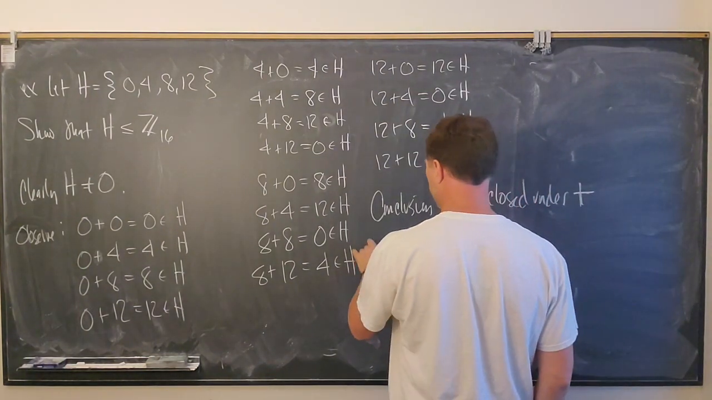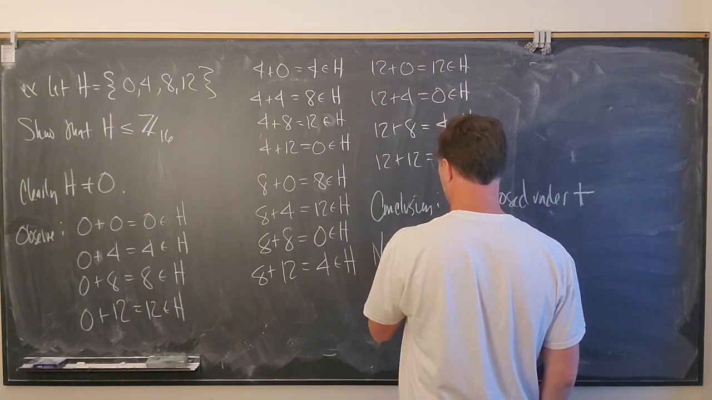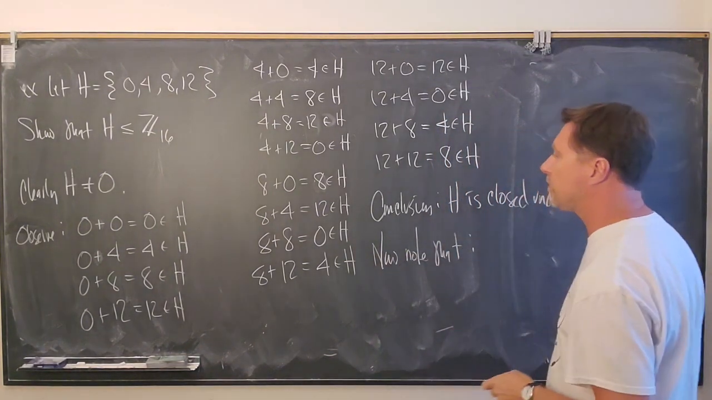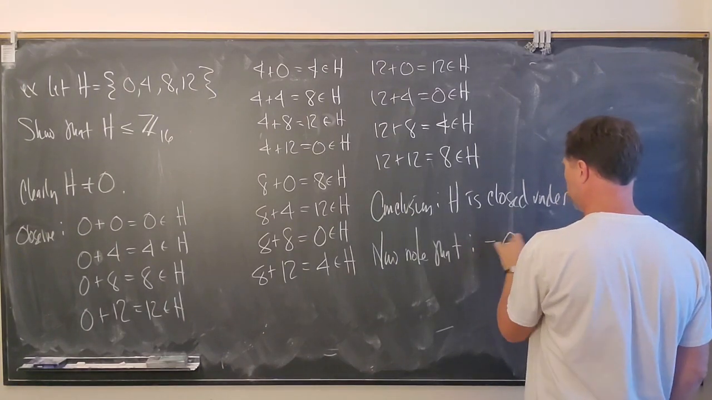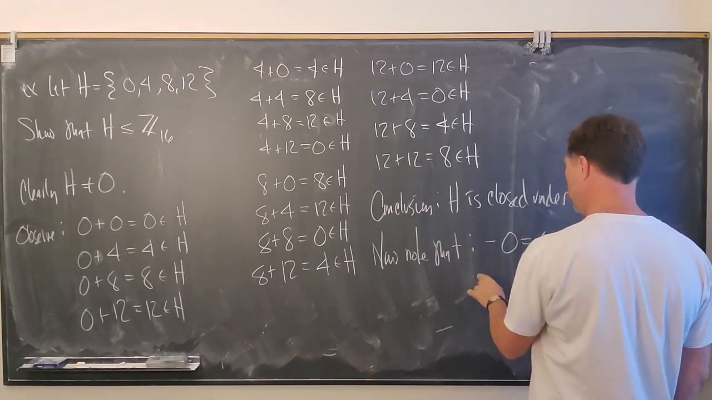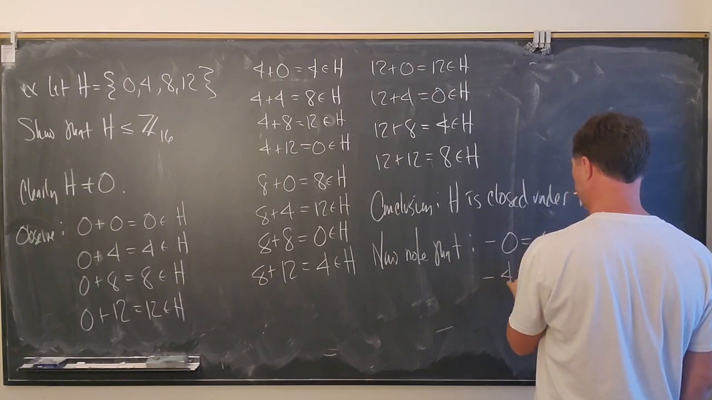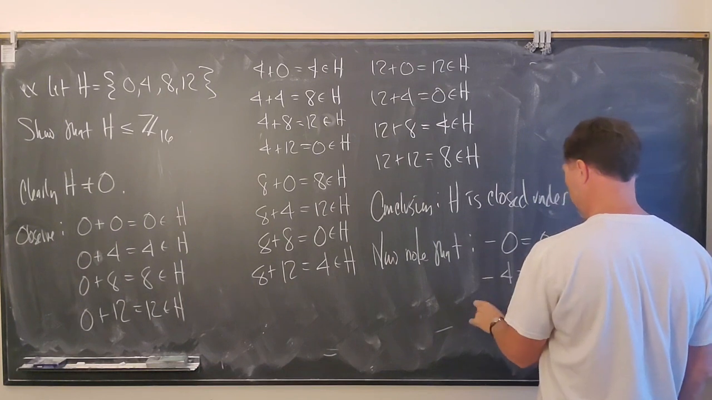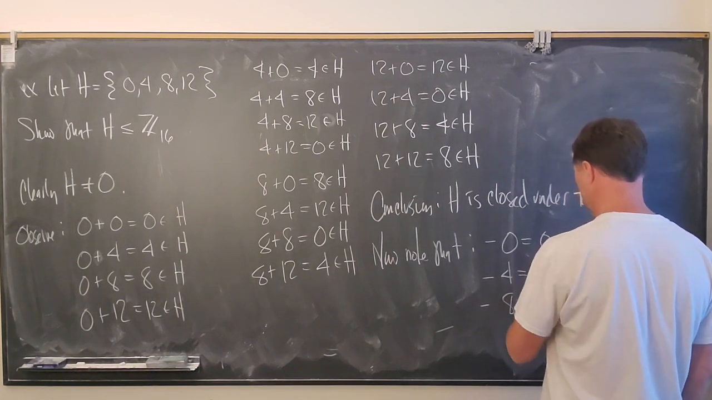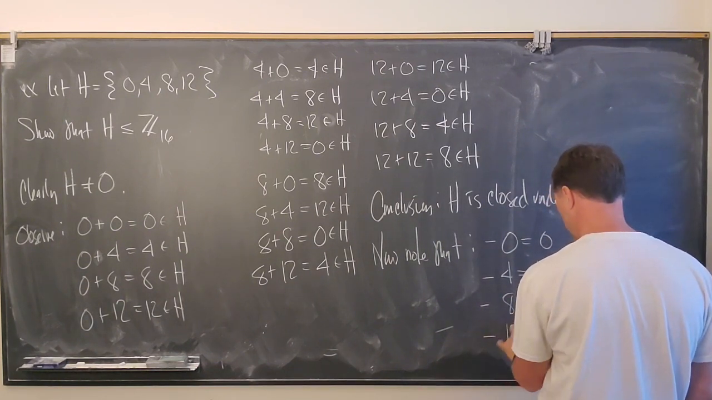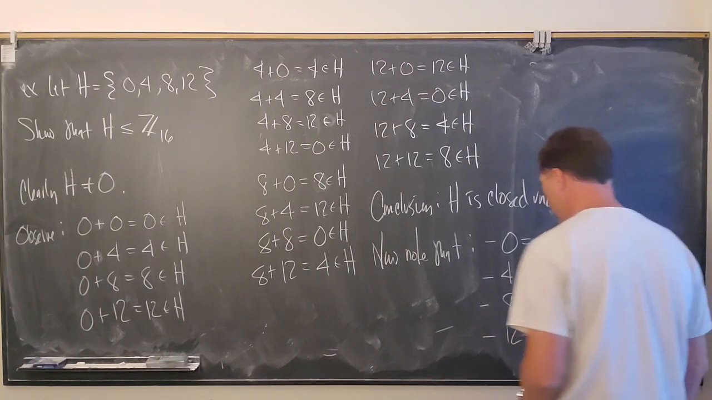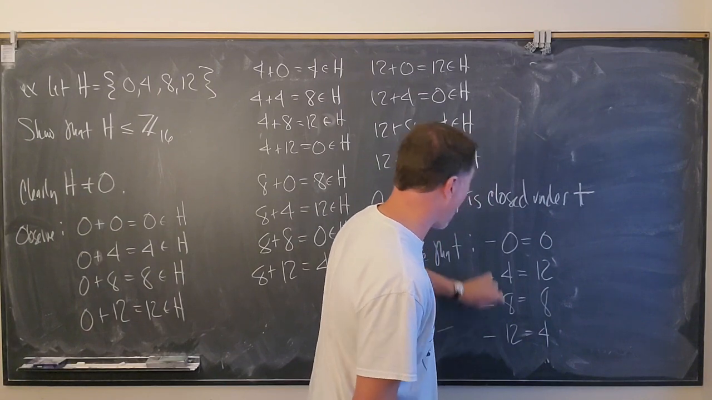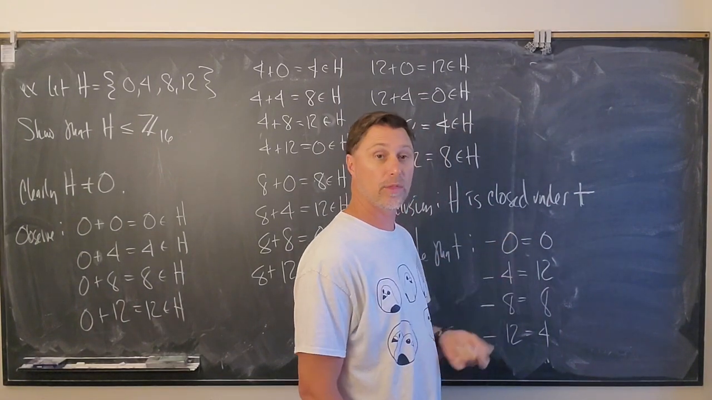And then the second part. So now note that the inverse of 0 is 0. The inverse of 4 equals 12. The inverse of 8 is 8, and the inverse of 12 is 4. Notice that since we're doing addition, which is a commutative operation, I'm using additive notation all the way through rather than multiplicative.